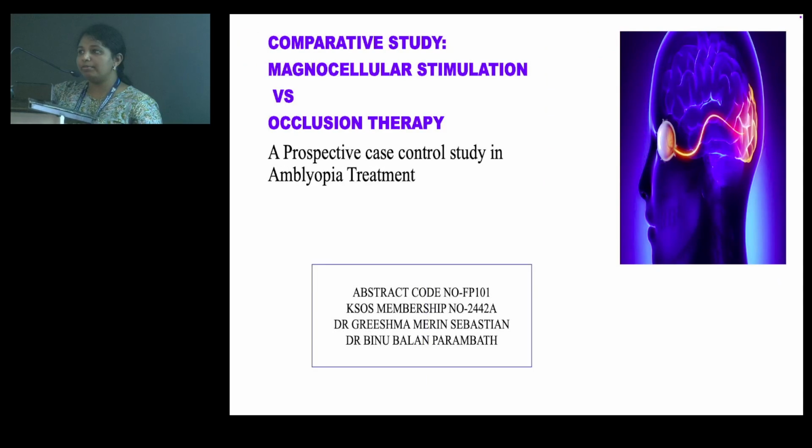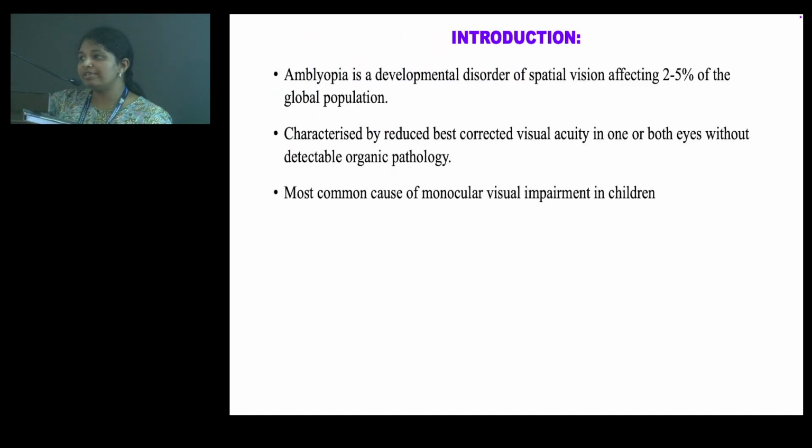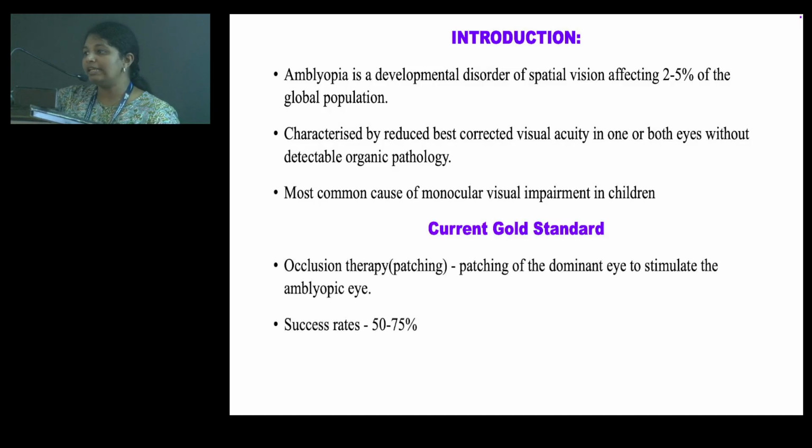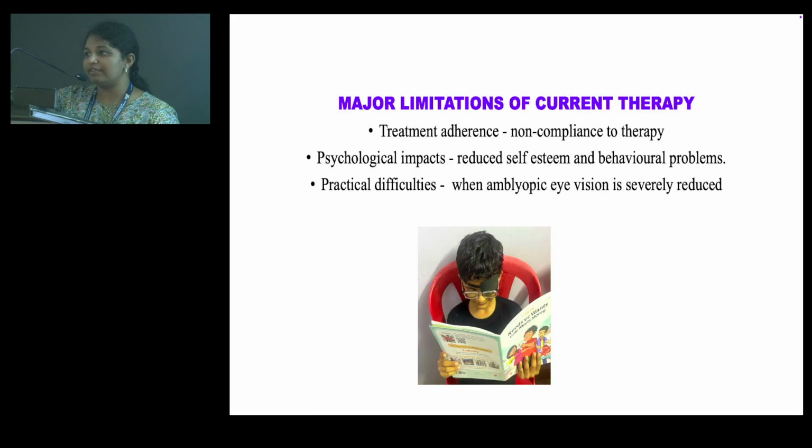Good morning. My topic is comparative study, magnocellular stimulation versus occlusion therapy, a prospective case control study in amblyopia treatment. Amblyopia is a developmental disorder of spatial vision affecting 2 to 5% of the global population. The current gold standard treatment for amblyopia is occlusion therapy, that is patching of the dominant eye to stimulate the amblyopic eye, where the success rate was found to be 50 to 75%.